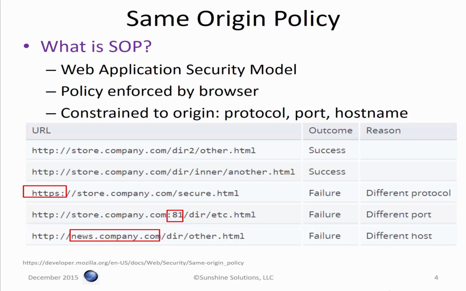And if you look at the next example, that directory structure would be fine as well. Now, the third line shows a failure because we have a change in the protocol. We've gone from HTTP to HTTPS. The next line fails because we have a change in the port number. We've gone from port 80 to now port 81. And then, of course, the last is a failure because it has actually changed the host name. So we've gone from store.company.com to news.company.com.